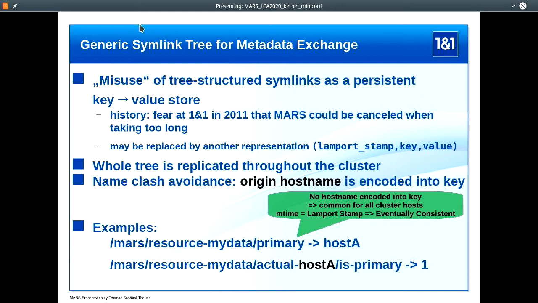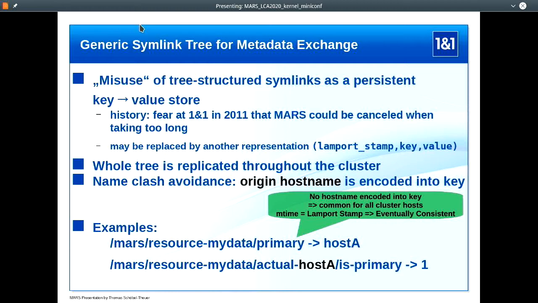And the idea is that name clashes can be avoided by the origin host name. Who has created the symlink, or who is responsible for the symlink, who is updating this symlink, is encoded in the path. And here we have two examples. The first is a non-shared symlink. This is the designated primary host. It says host A should be primary. And this symlink is not per-host specific because it's a global, per-resource variable.